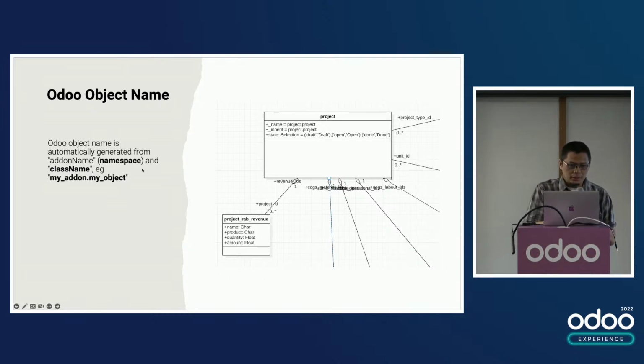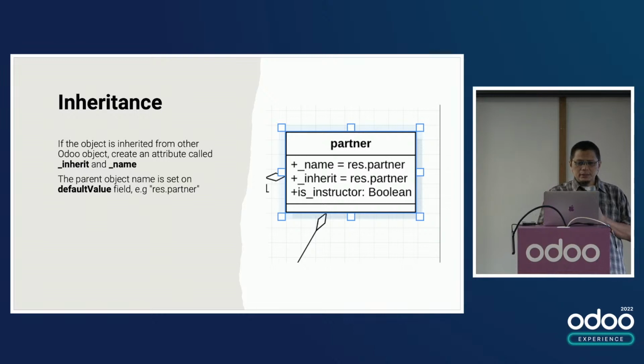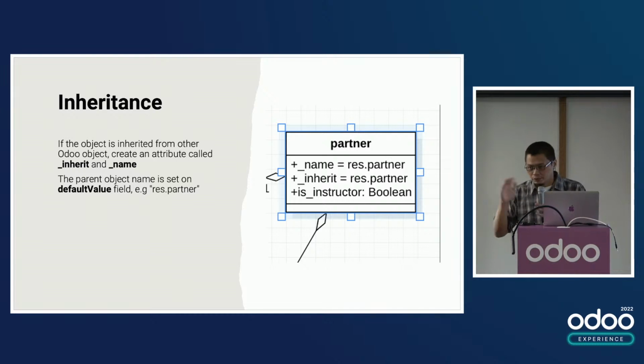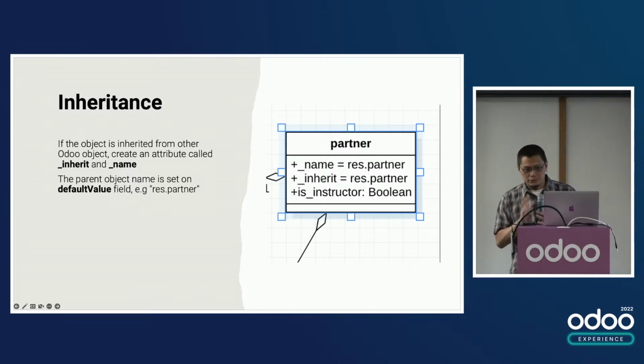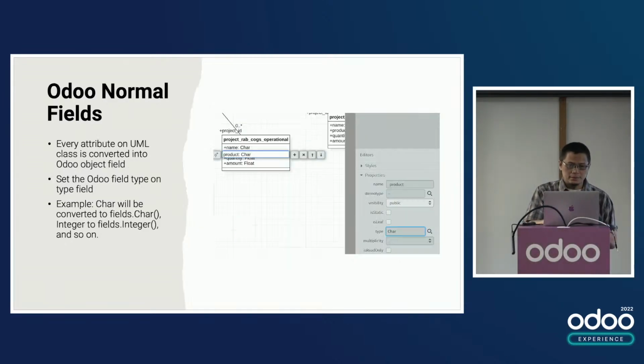Later on, the diagram will take this name and append it with what we call a namespace, so that it will not conflict with other add-ons, right? So we have the name and the namespace. And then when we want to inherit an existing class or model from another add-on, another third party or a base add-on from Odoo, we simply put the _name and _inherit attributes on the class. That's all. And then simply add the additional fields that we want under the class.